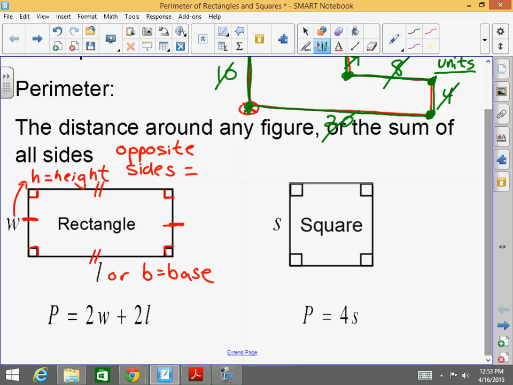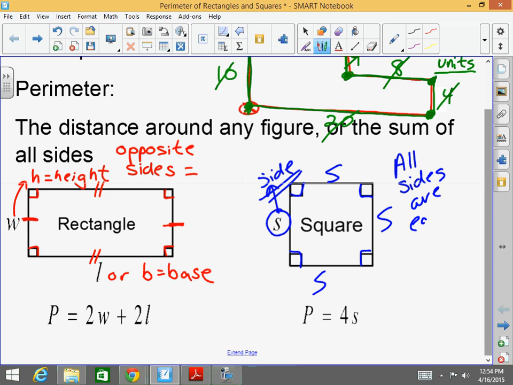A square. Square and a rectangle are very similar, except they are different. A square is also a four-sided figure with four right angles. However, as you can see here, a square has just one label, S, for side. This S represents the side length. And the reason there's only one side length is because squares have all equal sides. So in a square, all sides are equal. Period.